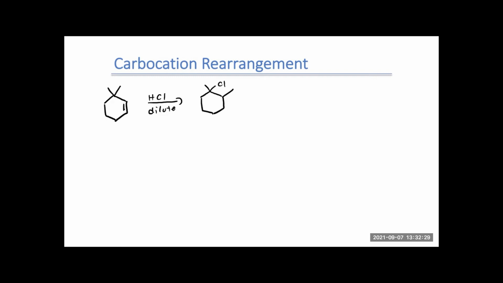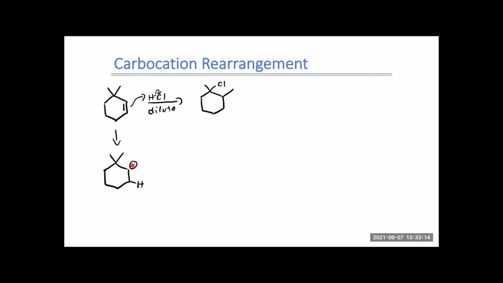Pause the video, try to come up with your mechanism, and then see if you got it correct. Okay, looking at our mechanism, the first step, double bond comes and grabs a hydrogen. Now, if we look at this double bond, we can put it on either side. But in order to get to the product here, I'm going to add the hydrogen to this carbon down here. Because doing that gives me the carbocation that's right next to it.